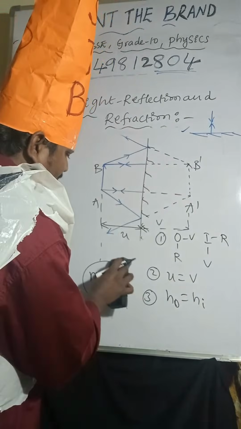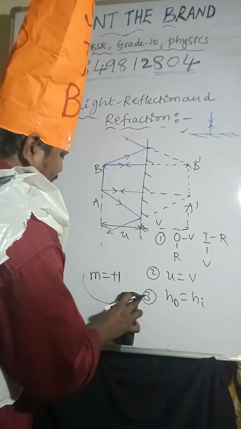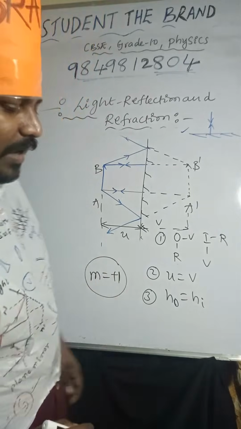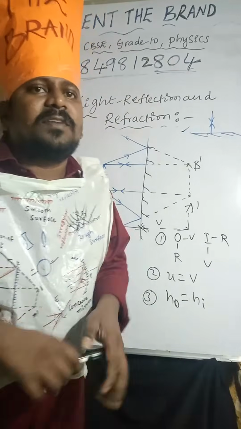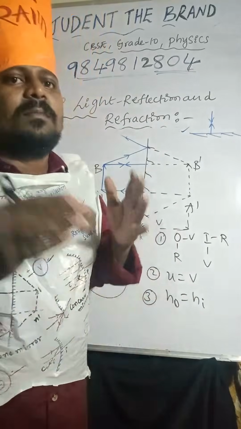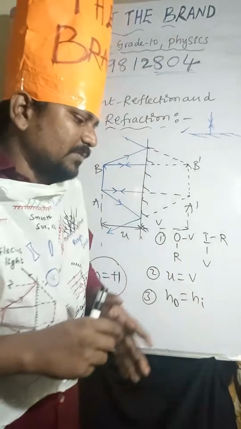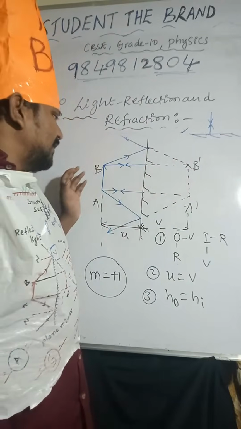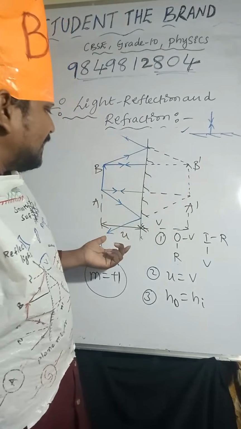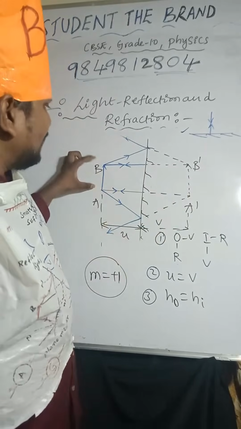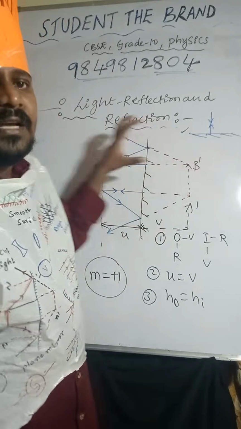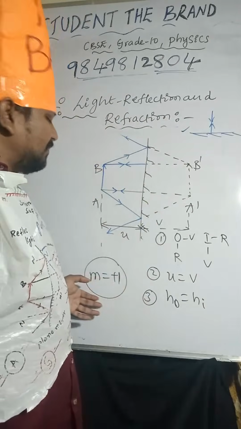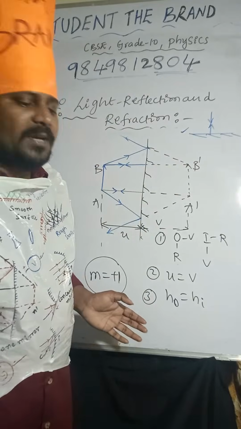I hope it is very clear to you all. The magnification of the plane mirror is +1. Understood? So once again: object is real, image is virtual. Object is virtual, image is real. Object distance is equal to image distance. Height of the object is equal to height of the image. And the magnification of the plane mirror is +1.